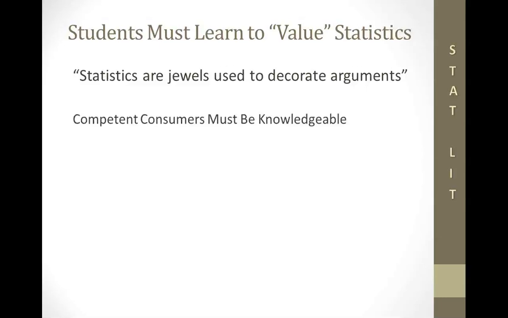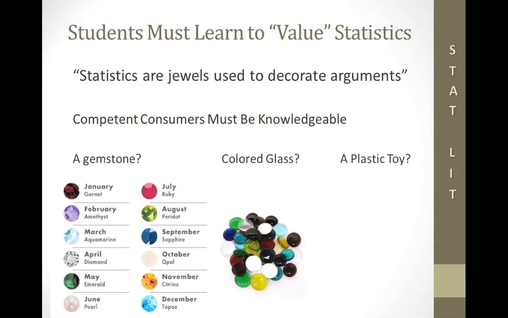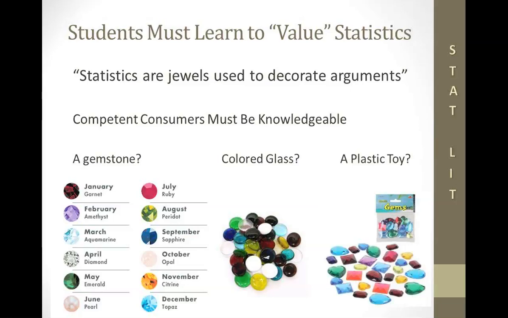If I'm going to be a competent consumer of items, whether it be jewelry or statistics, I need to be knowledgeable about what it is that I'm buying. When I go out to buy jewelry, I need to know, am I buying a gemstone, a diamond, a ruby, and so forth? Am I buying a piece of colored glass that just looks like a jewel, or am I buying a plastic toy? Again, this is a set of skills that we don't tend to focus on in the traditional Stat 101 course. Whether you're a quantitative major or not, these are valuable skills that all students and future citizens are going to need to possess.